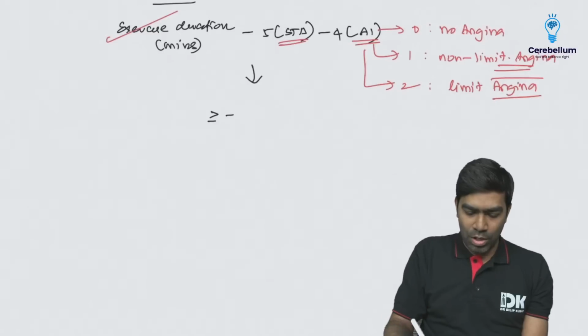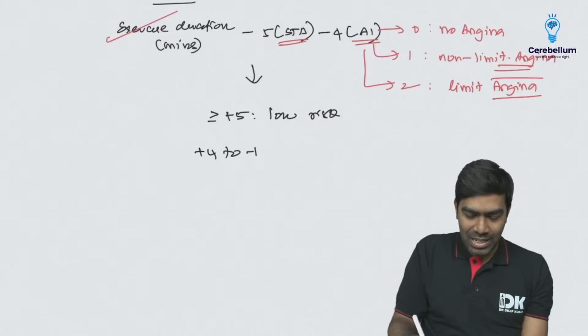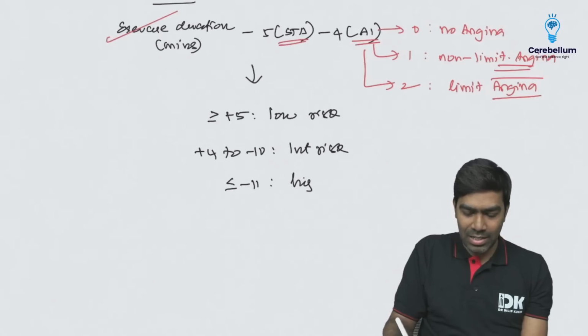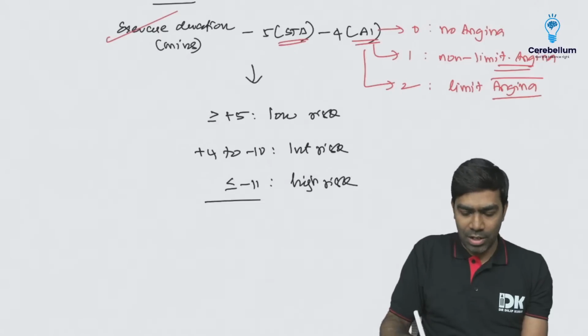Okay, sorry, more than or equal to plus 5 means it's low risk. If the score is somewhere around plus 4 to minus 10, it is intermediate risk. If the score is less than or equal to minus 11, it is high risk.